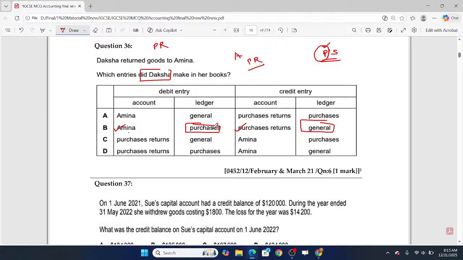It was already posted only in the purchases ledger book, so now I'm returning that same. But purchase return is a general ledger account. General ledger has all other ledgers other than the purchases and sales. That's why it is called general ledger. So it will be in general and it will be in the purchases ledger. 37.